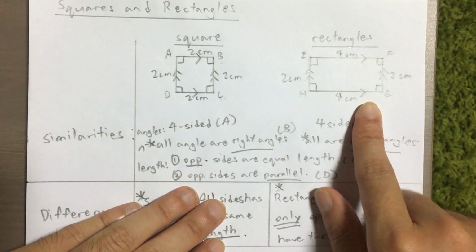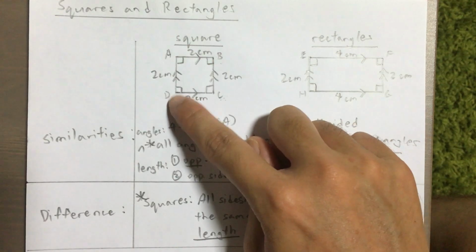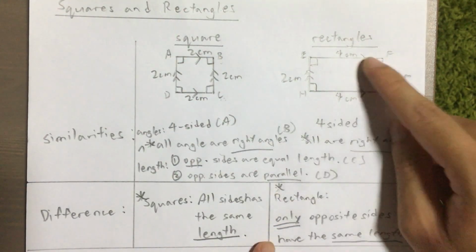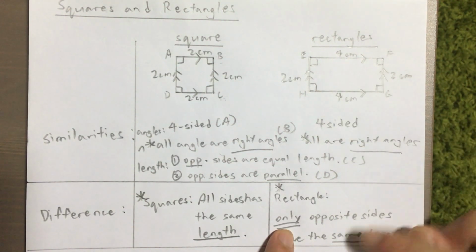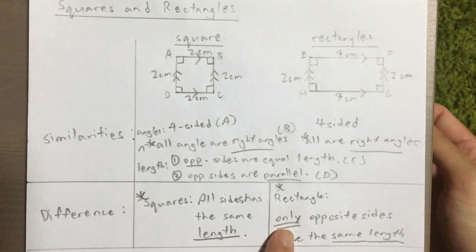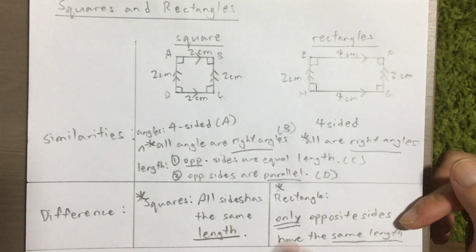But the main difference between a square and a rectangle is that for a square, 2 cm, 2 cm, 2 cm, 2 cm, meaning that all sides have the same length. But for rectangle, 4, 2, 4, 2. You realize that only the opposite sides have the same length. And this is the main difference between a square and a rectangle.